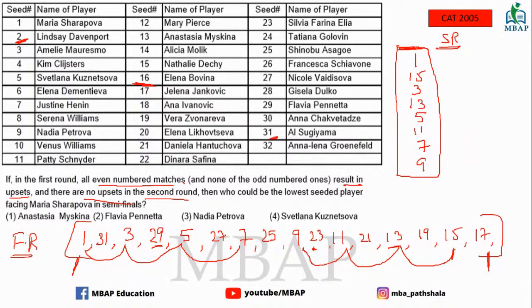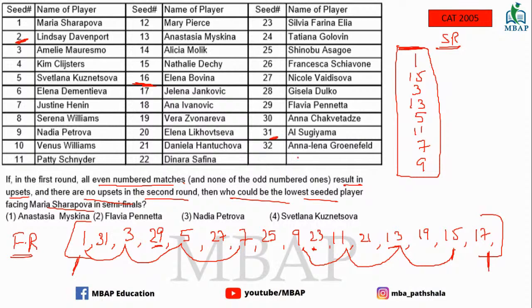Pratik is saying Flavia, someone else is saying Anastasia. Okay, let's look at it. Let's make sure that you guys have understood first. Then, who could be the lowest seeded player facing Maria Sharapova in the semifinals?